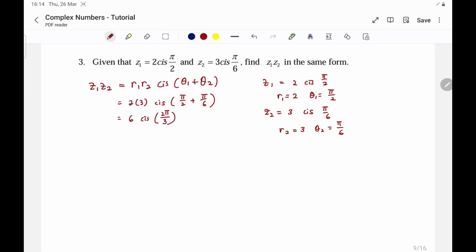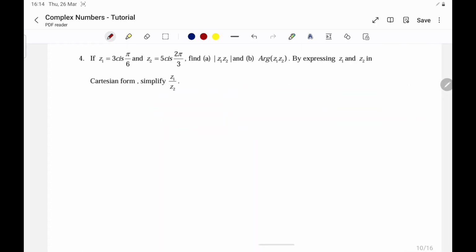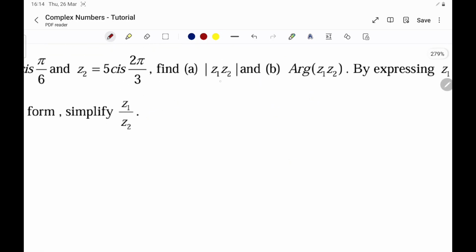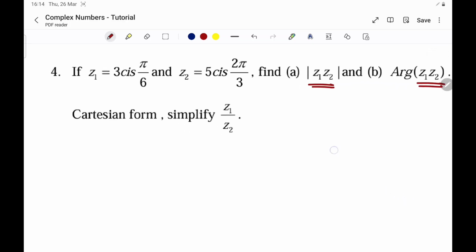Okay, now we proceed to question 4. Question 4 we have, if z1 is equal to 3 cis pi over 6, and z2 is 5 cis 2 pi over 3, find the modulus of z1 z2, and argument of z1 z2, and expressing z1 and z2 in Cartesian form, simplify z1 divided by z2. Okay, I think here, to make it easier for us, first we have to find z1 multiplied with z2.